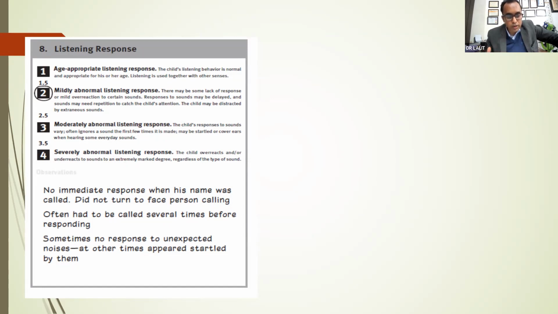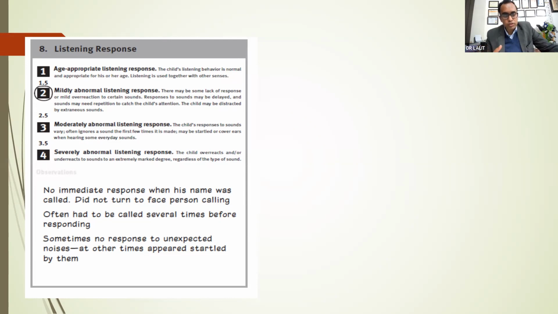Sometimes no response to unexpected noises, and at other times appears startled by them. That means his response to noises was unexplained, even dramatic. In one particular situation he was responding well, and in another he was not responding at all, showing totally unexpected behavior. In this category, they have given a score of 2, mildly abnormal listening response. What does this say? There may be some lack of response or mild overreaction to certain sounds. Responses to sounds may be delayed, and sounds may need repetition to catch the child's attention. The child may be distracted by extraneous sounds.